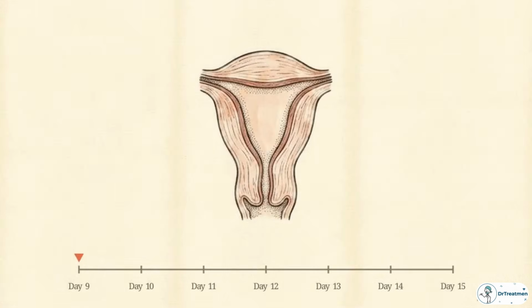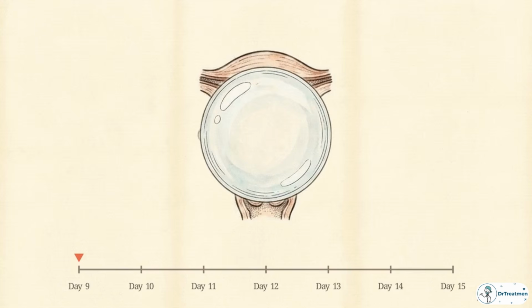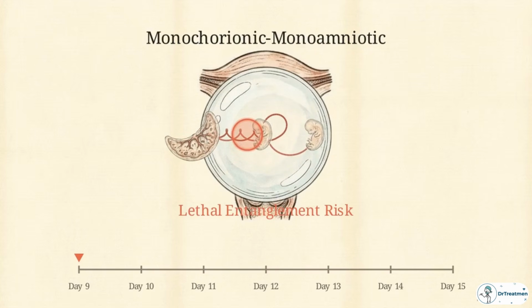Looking at this timeline charting days 9 through 15, we see an embryo securely embedded in the uterine wall. By this stage, the cell mass has already hollowed out a single, unified fluid cavity. If the embryo disc fractures this late in the sequence, both babies are forced to develop inside that exact same fluid-filled space, sharing both the placenta and the amniotic sac. In this monochorionic, monoamniotic configuration, there is no dividing membrane to keep them apart. As the babies grow and move, their umbilical cords inevitably overlap and knot, creating a severe risk of lethal entanglement.